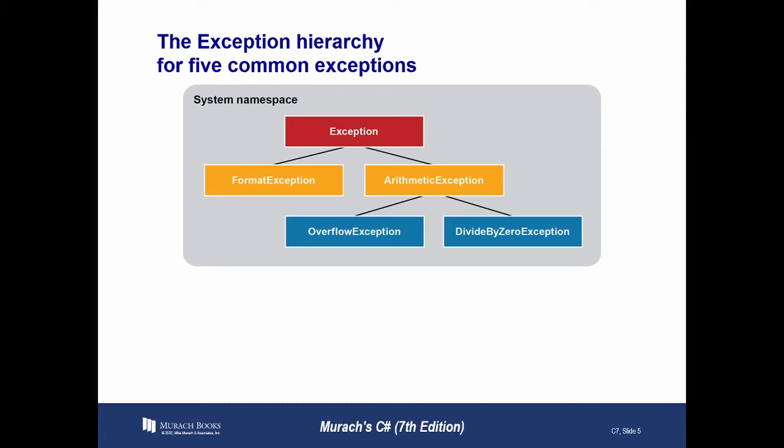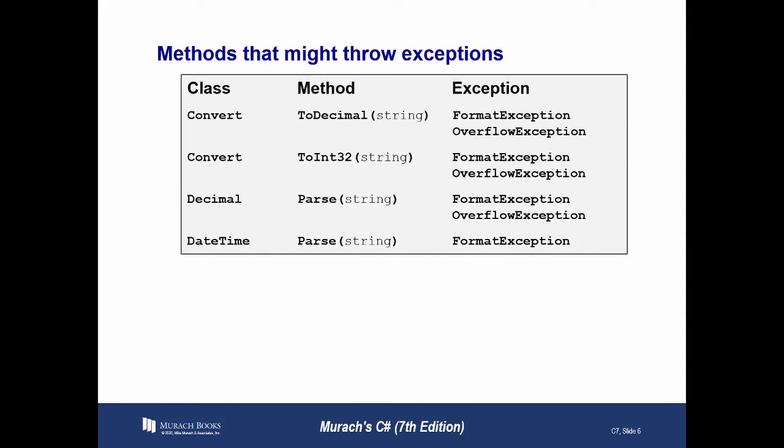Your formatting is wrong, your math is wrong, maybe your array is way over, you've screwed something up badly in an array, and so you're getting an exception there. Or you're trying to literally take something in your math and divide it by 0, and you're getting this exception. So there are these methods here that can often throw your exceptions. And these are the typical ones here.